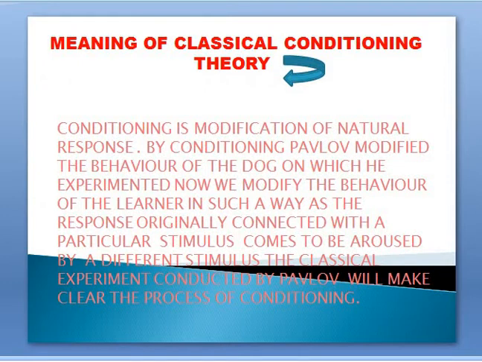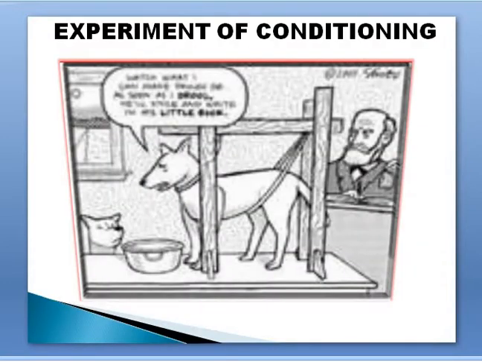Here is about conditioning again. Conditioning is a modification of natural response. By conditioning, Pavlov modified the behavior of the dog in which he experimented. Now we modify the behavior of the learner in such a way that the response originally connected with the particular stimulus comes to be aroused by a different stimulus. The classical experiment conducted by Pavlov will make clear the process of conditioning. Here you can see a picture of the dog. So let's discuss the experiment of classical conditioning given by Ivan P.